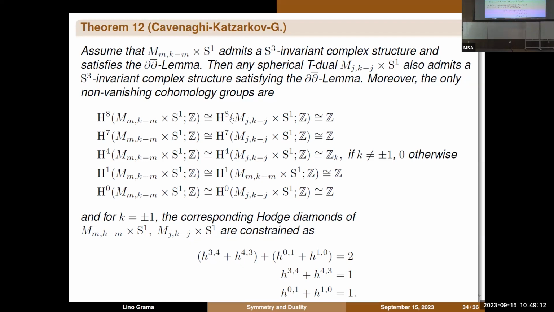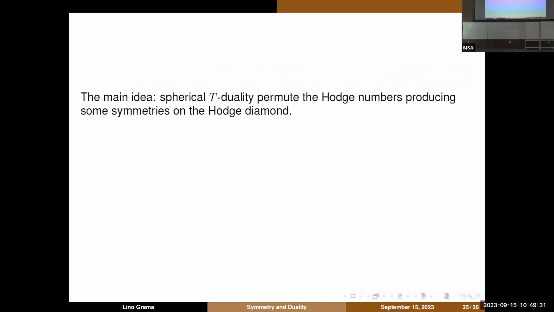This is a very explicit computation. And with this duality you have the symmetries; you can look at the symmetries of the Hodge diamond. Actually, it's the same way as the usual T-duality, etc. And the main idea here is that the spherical T-duality permutes the Hodge diamonds, and they produce some symmetries in the Hodge diamond. If you remember the beginning of these dualities and symmetries, we actually study symmetries in the Hodge diamond of the manifold. And the same happens here.